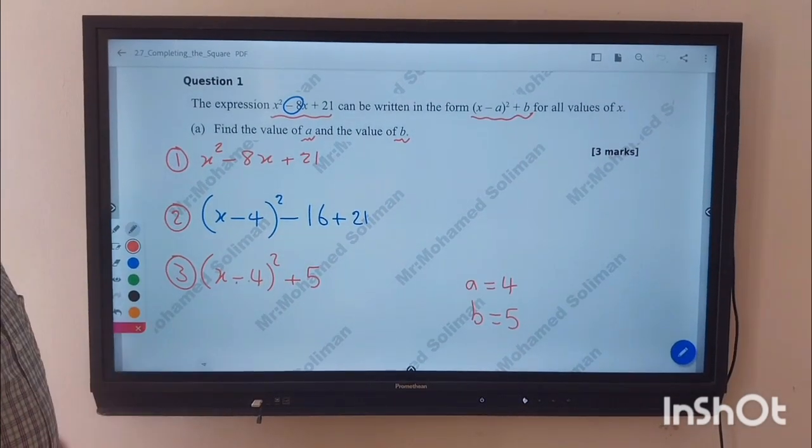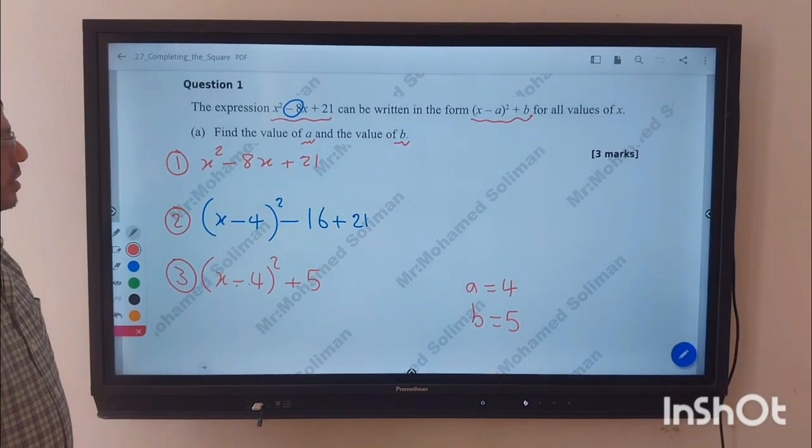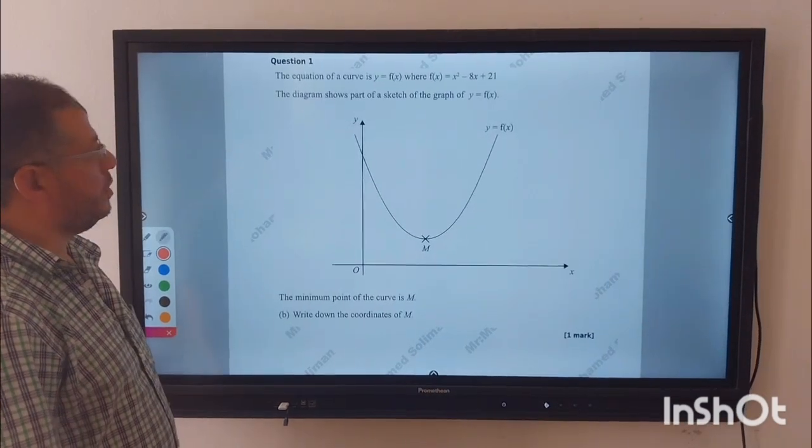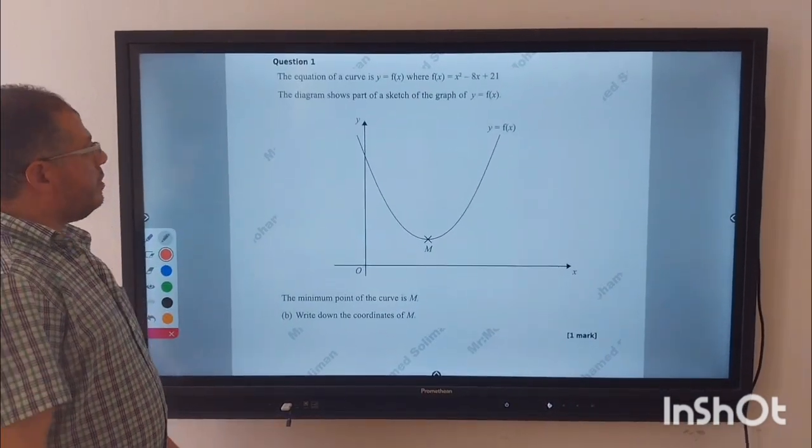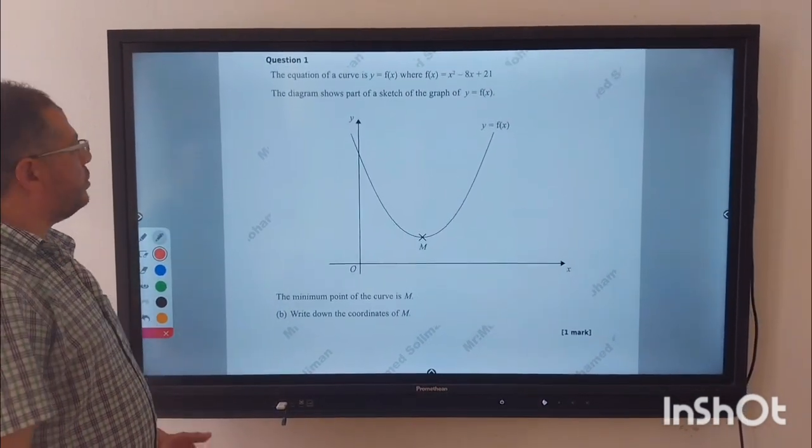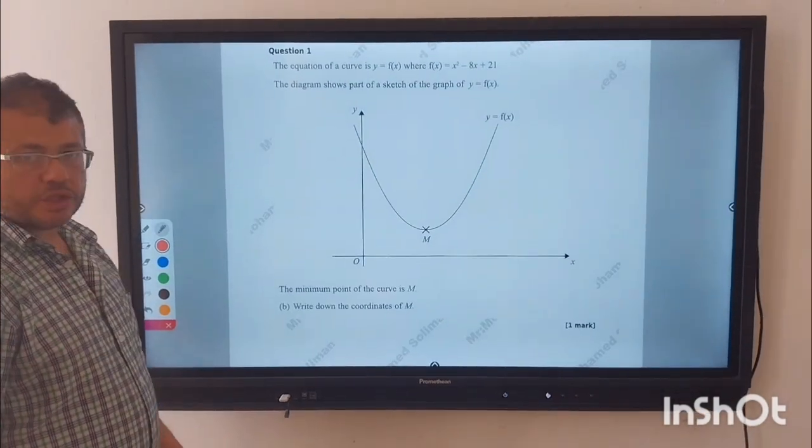Okay, and this is the solution of our problem. Next. Now we will have the first application about completing the square.